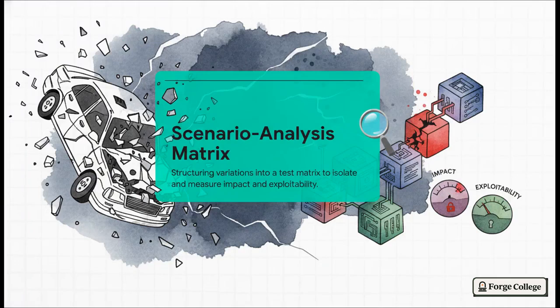Okay, let's dive right in. You wouldn't test a car's safety by crashing it just one single time under perfect sunny conditions, right? No way. And we absolutely do not test smart contracts that way either. Instead, we use what's called a scenario analysis matrix. Basically, this is all about structuring our test variations. We systematically isolate exactly how catastrophic a vulnerability is, that's the impact, and how easy it is to actually trigger, that's the exploitability. It completely takes the guesswork out of our audits.